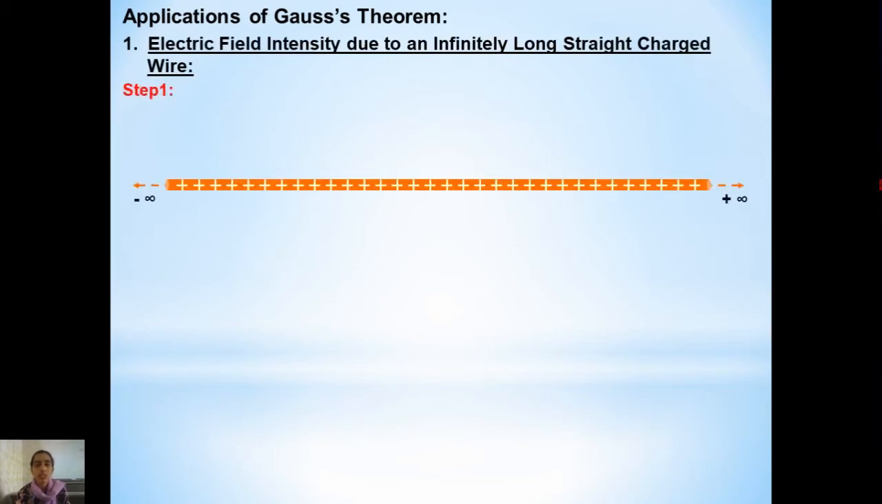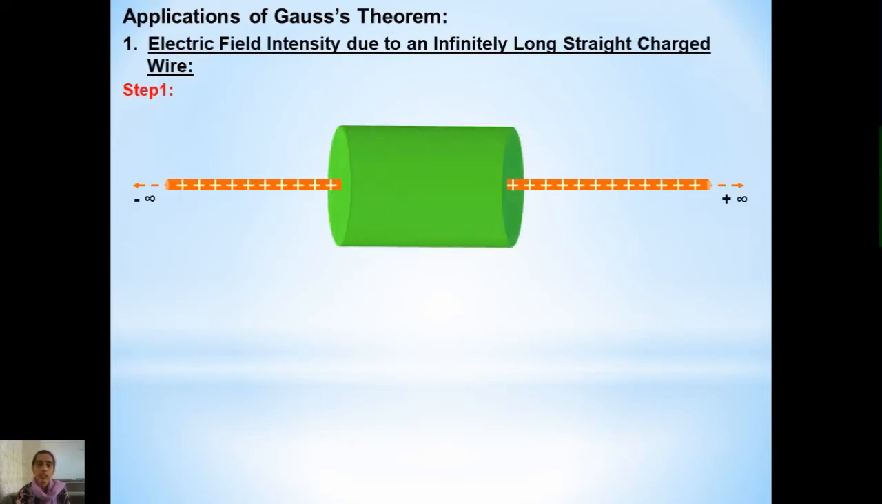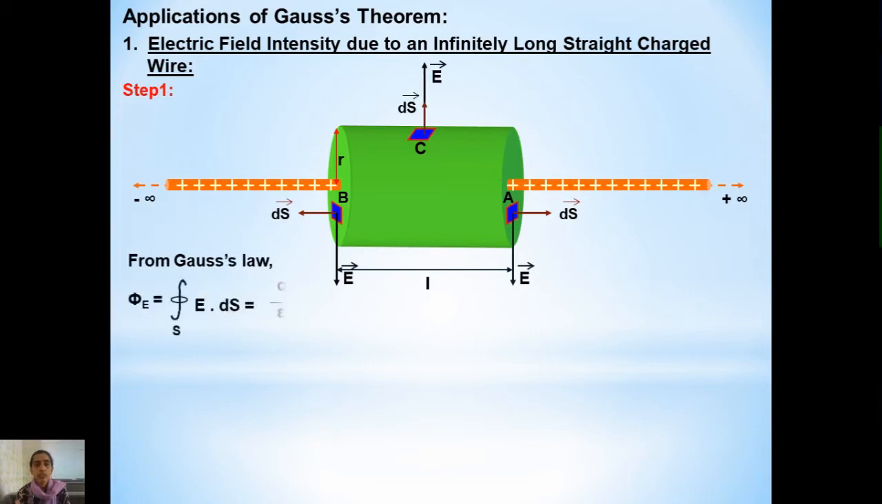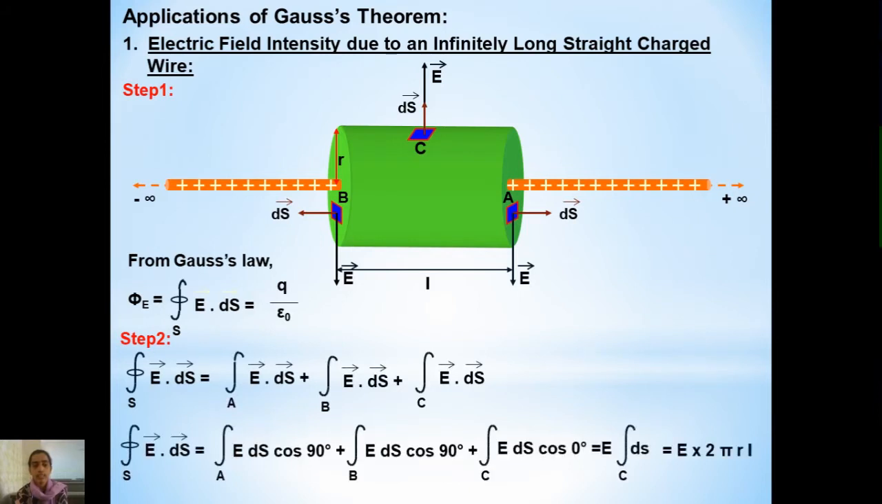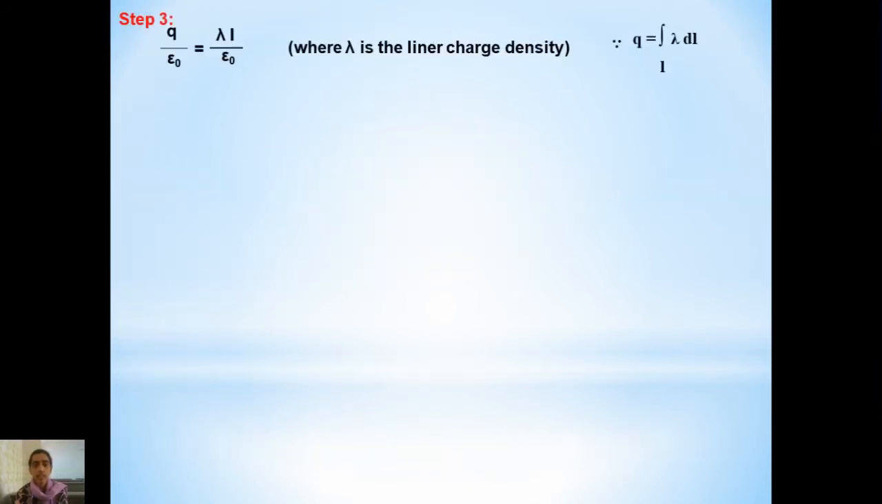So using these four simple steps, we had determined the electric field intensity due to an infinitely long straight charged wire, right? We assumed a Gaussian surface which was of cylindrical shape. It is actually a combination of two flat circular discs and a curved surface, right? So we followed the steps we had discussed. First step, we considered the Gaussian surface.